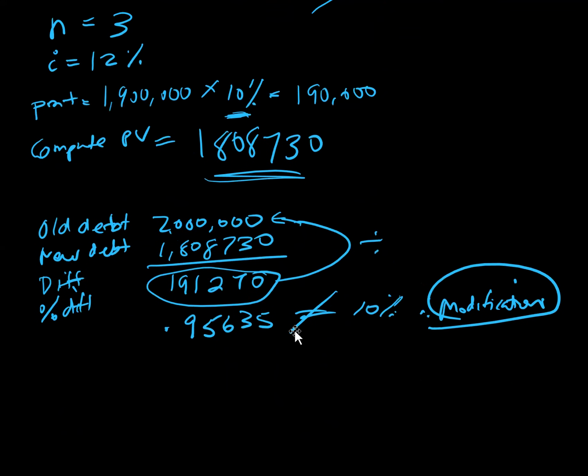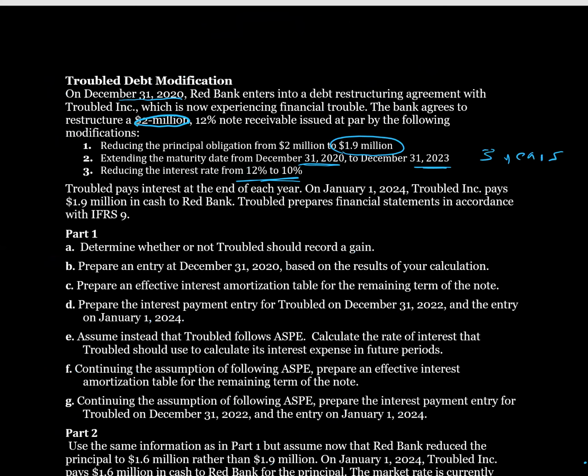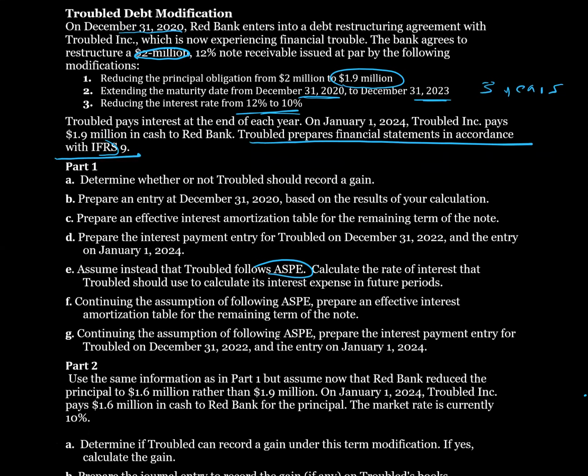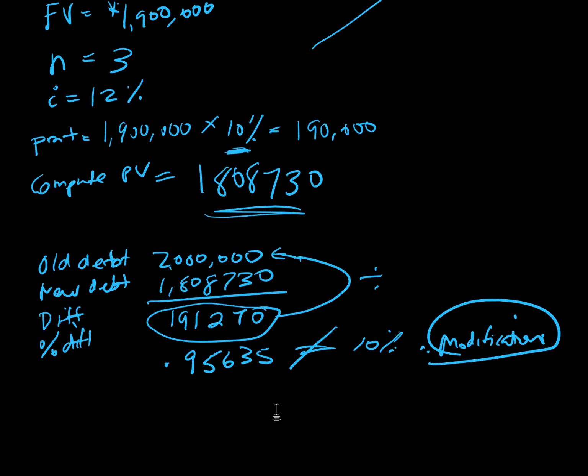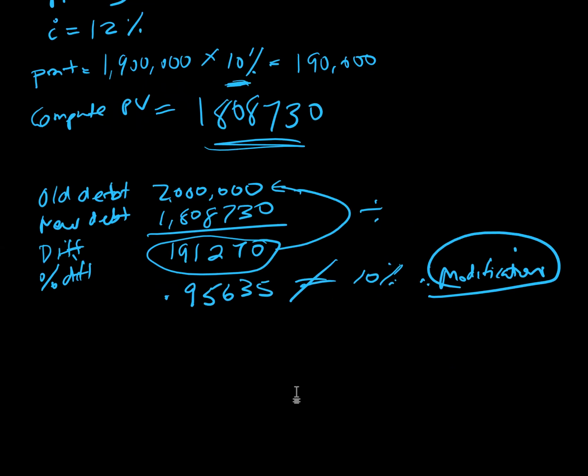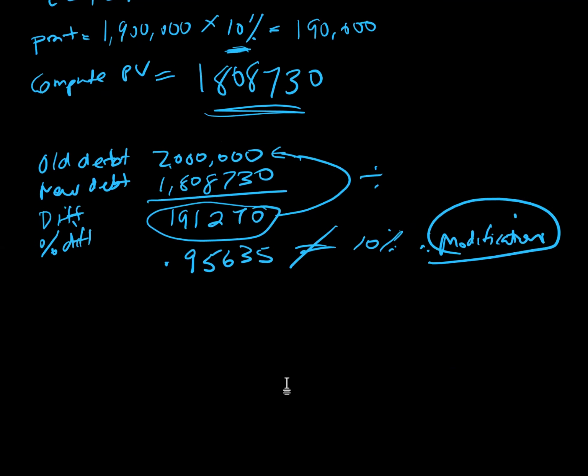Now, remember in the question, there were 2 hints that we're using IFRS for the first piece, which is that it says Troubled prepares financial statements in accordance with IFRS 9. We don't need to worry too much about the 9 part right now, but we're clearly in IFRS. We can also see that down here we're asked to do ASPE, so that's our second hint. Obviously, we're using IFRS for the beginning. And that's really important to know whether we're using IFRS or ASPE because the accounting for debt modifications is significantly different between IFRS and ASPE. And hopefully by the end of the question, that will be clear. Let's just start with IFRS for now.